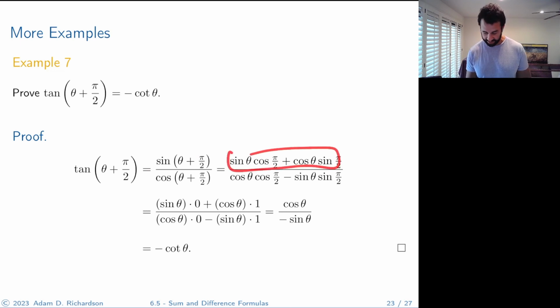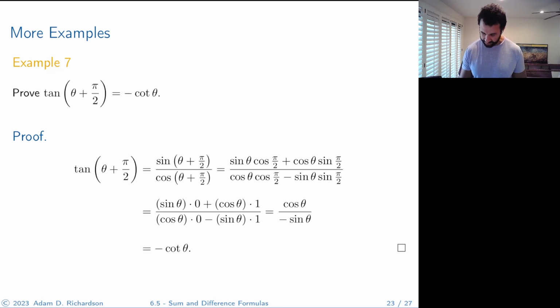So we used our identities right here, and now we can simplify everything by evaluating sine and cosine at the angles that we know. So cosine pi over 2 is 0, sine of pi over 2 is 1, and so on. Do a bit of simplification, and you get that this result is equal to cosine theta over negative sine theta, which is negative cotangent theta by definition. There we go. Another proof. We can do lots of proofs with these.